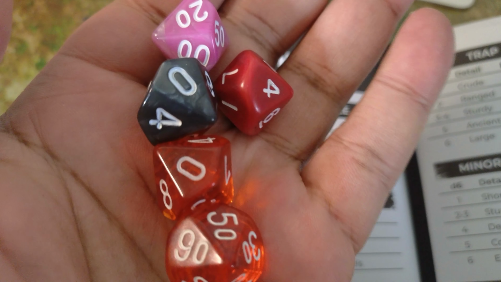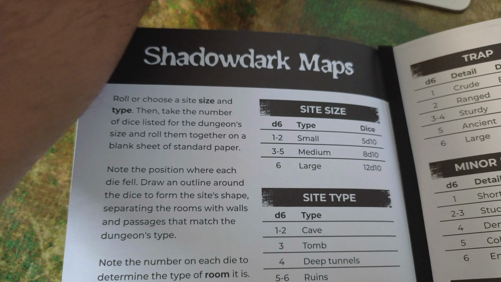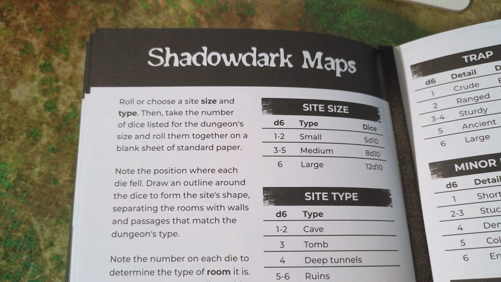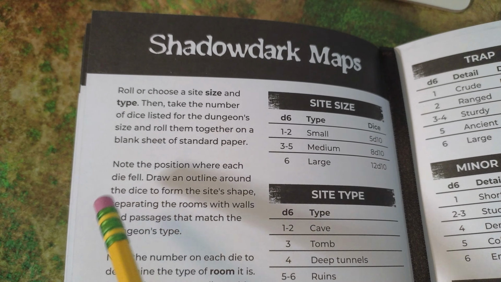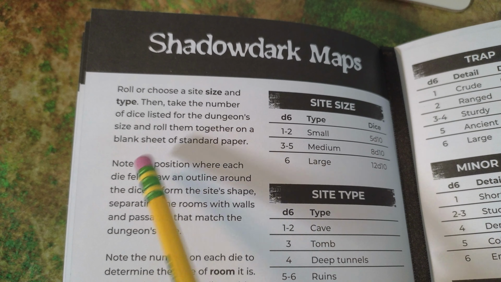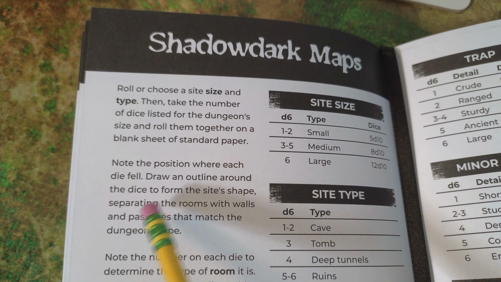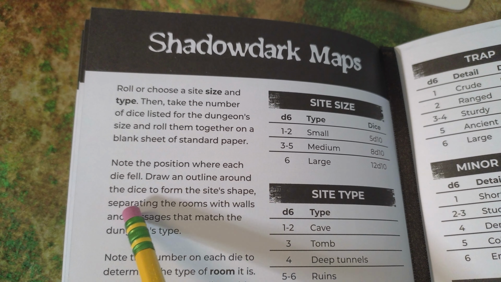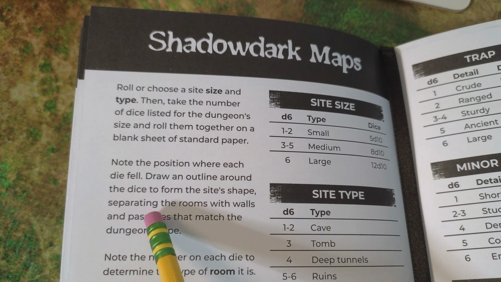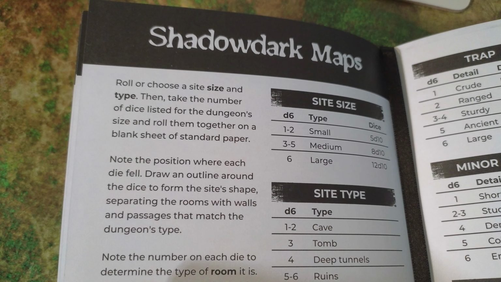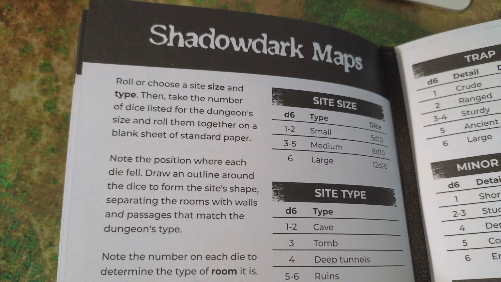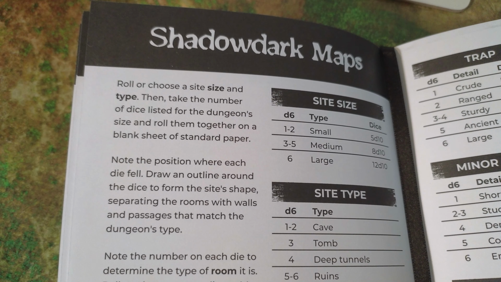So I have those dice here. And then I'll read through the rest of these instructions and then we'll go to the view of the dice. Okay. So we're going to roll the dice on a blank sheet of paper. Note the position where each die fell. Draw an outline around the dice to form the site shape, separating the rooms with walls and passages that match the dungeon type. Note the number on each die to determine the type of room it is. Roll on the corresponding table for the room's contents.